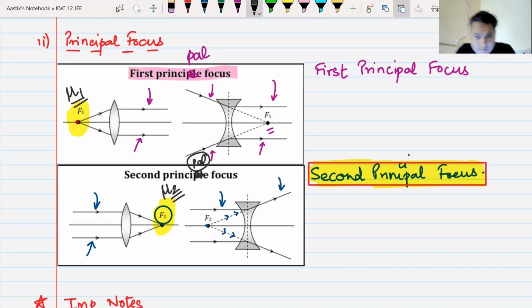Don't worry, when we discuss the formula, the lens formula, the lens maker formula, all these things will come automatically. I'm just giving them as points. Do we understand this?